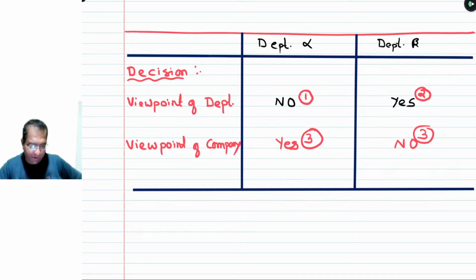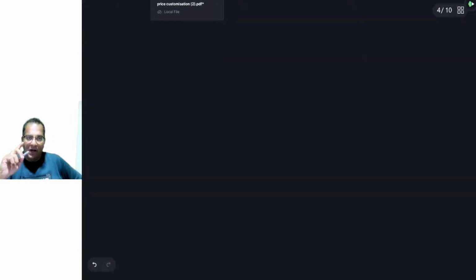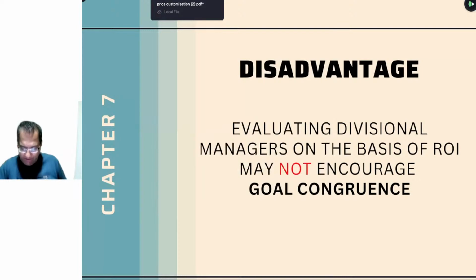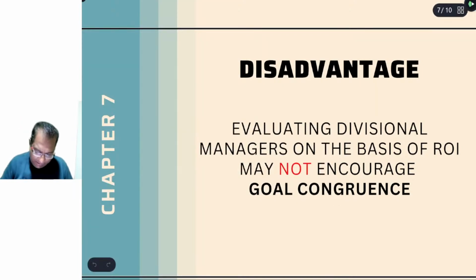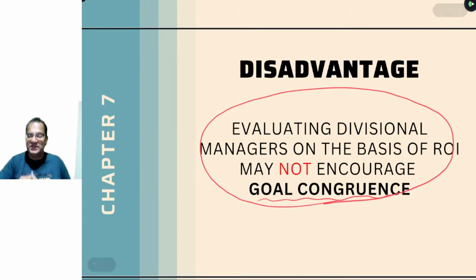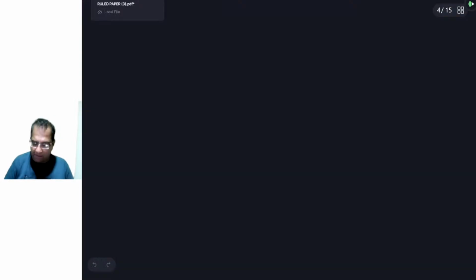This example we have taken to prove that ROI may not encourage goal congruence. This example is to prove that evaluating divisional manager on the basis of ROI may not encourage goal congruence, that whatever decision is being taken by the department is not benefiting the organization as a whole. So you can prove this through this example, beta.